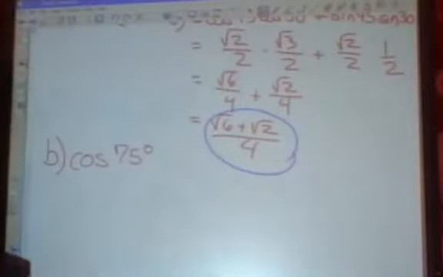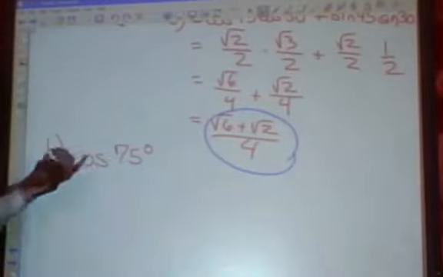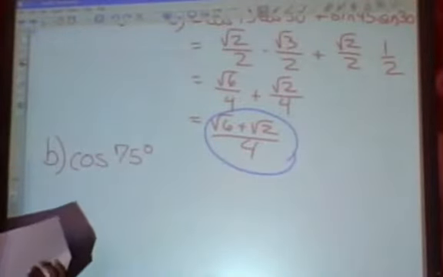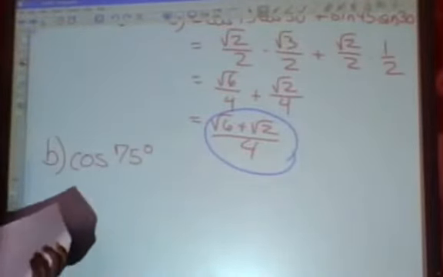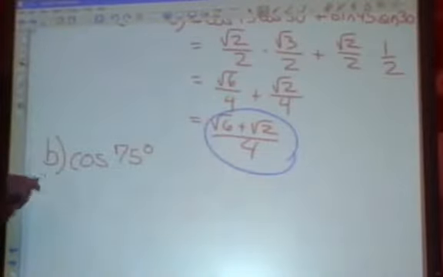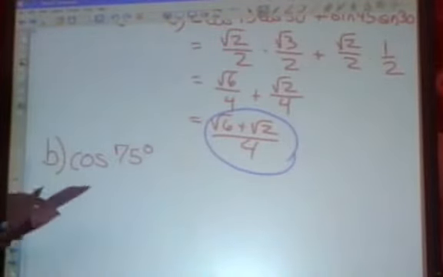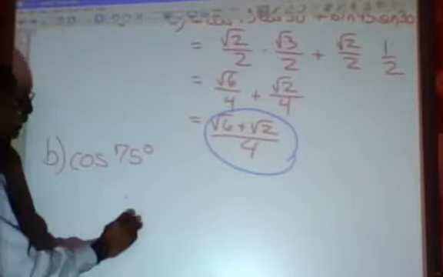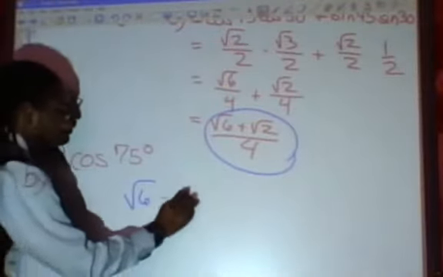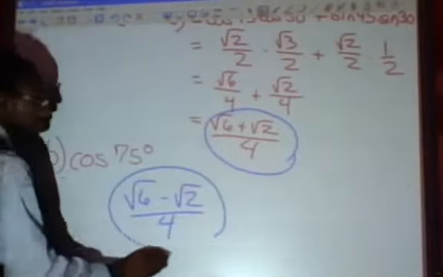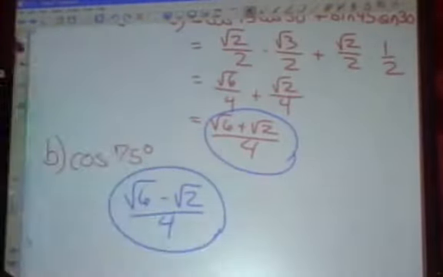Alright, so now it's your turn. You're going to work on cosine 75 degrees. You need to find 2 degree values that add together to give you 75, or that subtract to give you 75. I'm going to give you your answer so you can work on it and get the work for it. The answer for this one is square root of 6 minus square root of 2 over 4. That's going to be your final answer. So good luck.